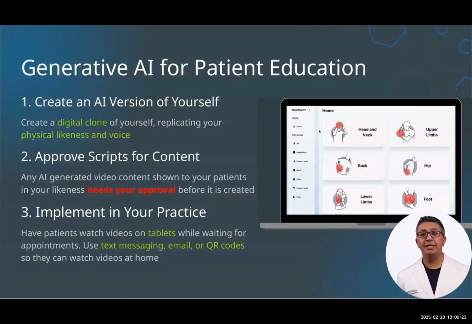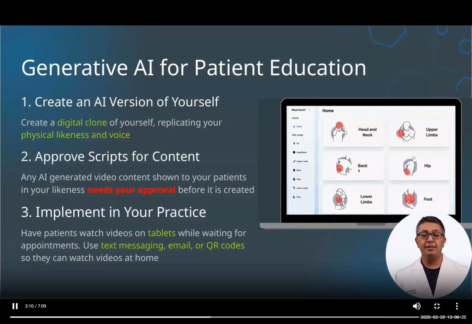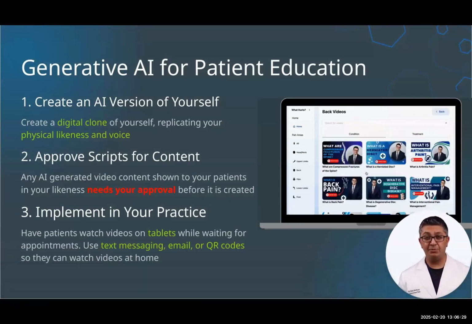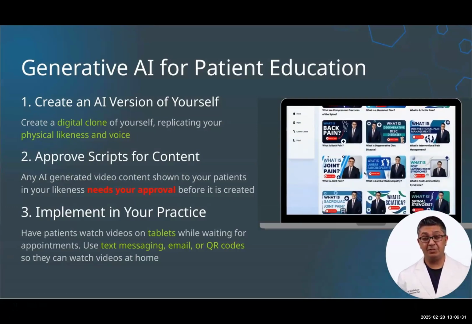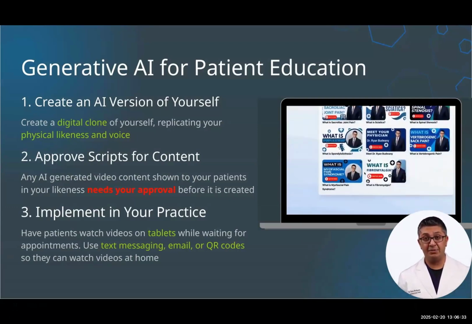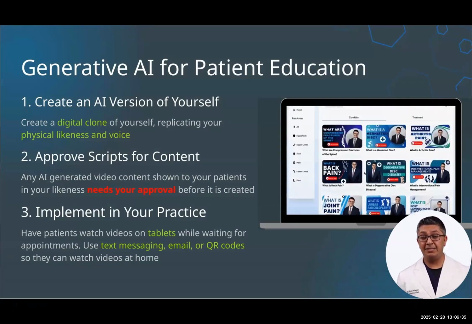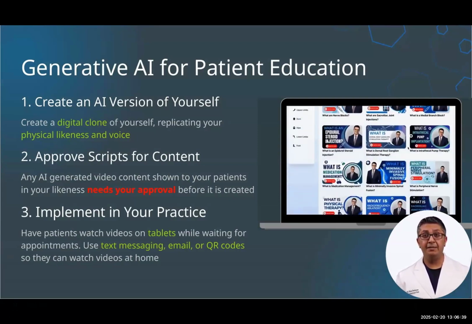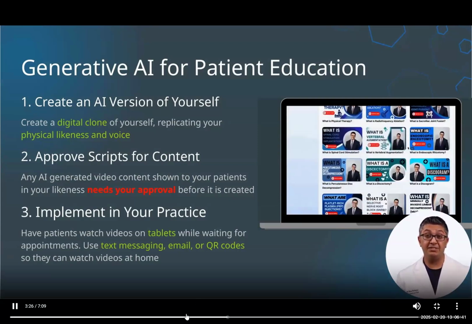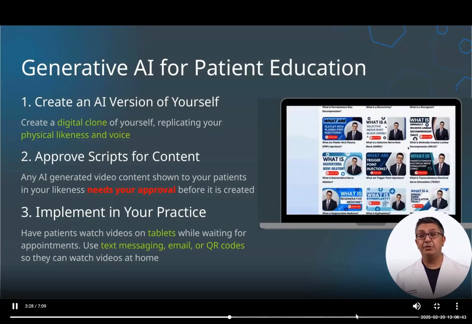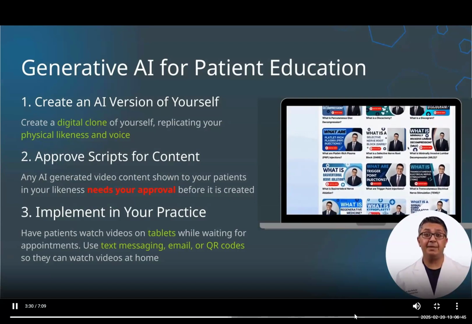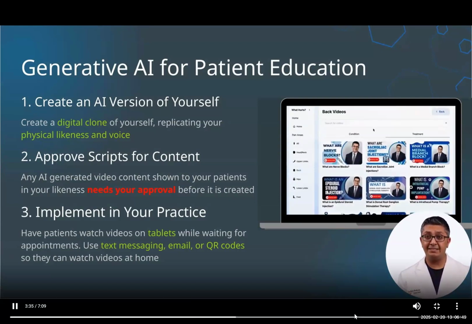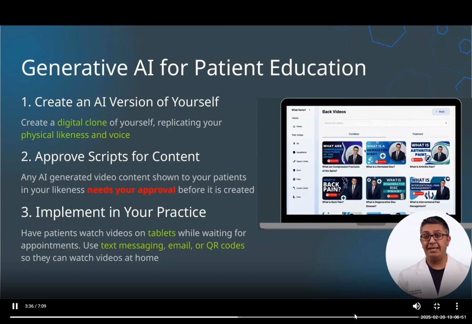Implementation follows three key steps. First, creating a digital version of yourself that maintains your professional presence. Second, reviewing and approving AI-generated content to ensure accuracy and alignment with your practice standards. Finally, deploying this content through various channels, tablets and waiting rooms, text messaging, email, or QR codes, allowing patients to access information when and where they need it.